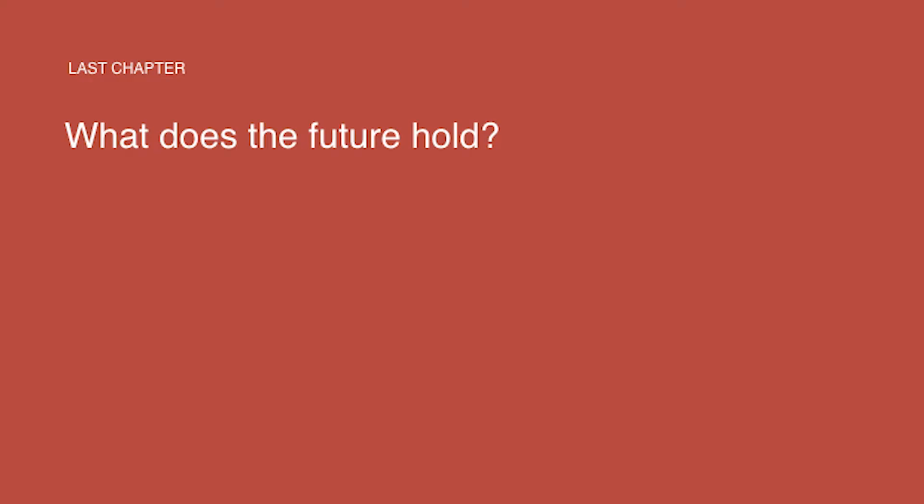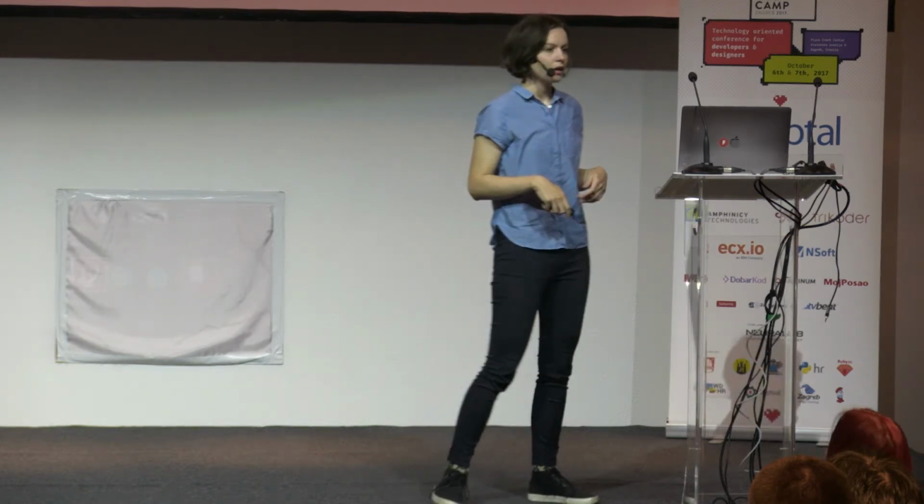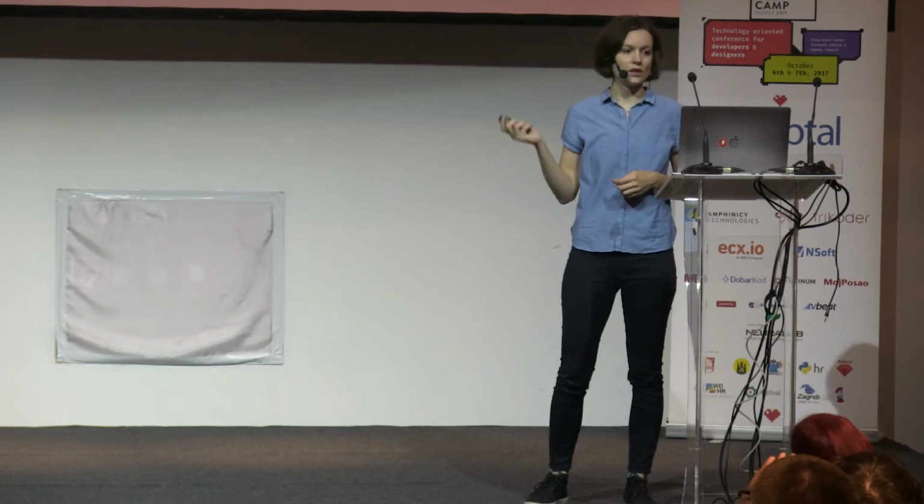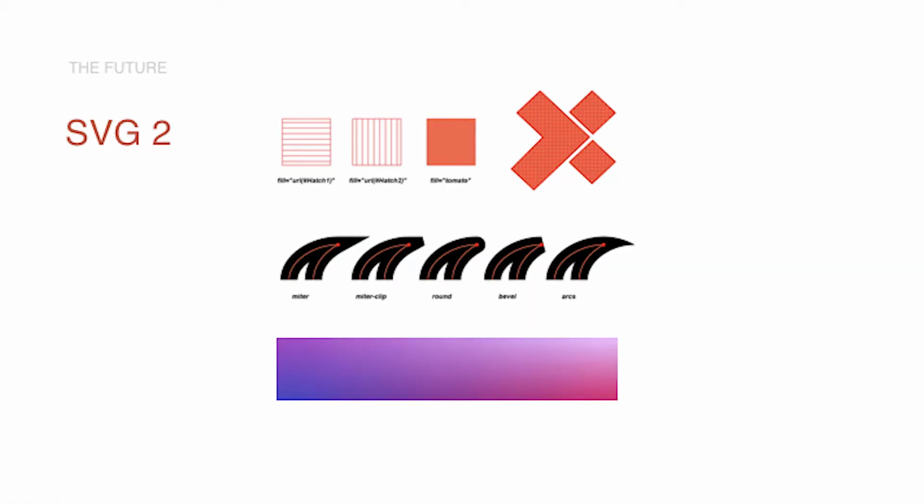Now, we've seen that SVG has some of its problems. We've seen that CSS filters are kind of taking on the functions from SVG. So what does the future hold for SVG? There's the specification for SVG 2 that has been a work in progress for many years now. And it promises things like multiple fills, smart line joins, and mesh gradients.